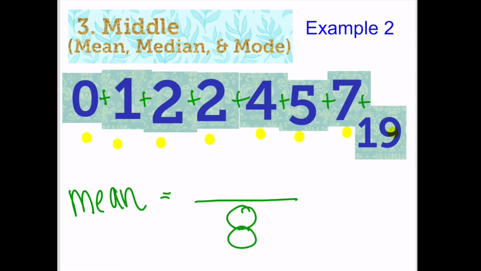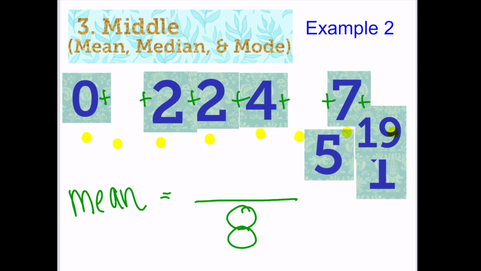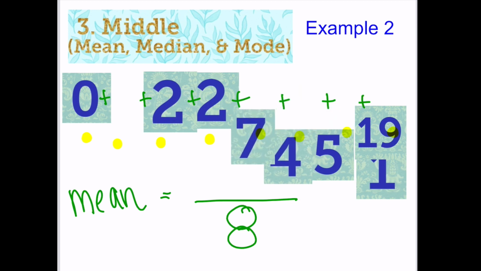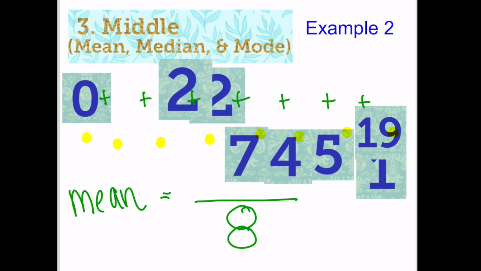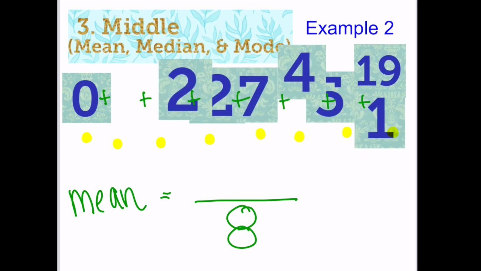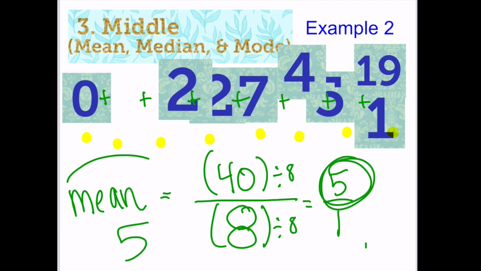To add these together, I'm going to say that 19 plus 1 is 20, 25, 29, 36, 38, 40. So the mean, or average, is 40 divided by 8. I can simplify that by dividing the numerator and the denominator both by 8. And I get that 40 divided by 8 is 5, so I get 5 over 1, or 5. So I know that the average, or mean, of this data set is 5.